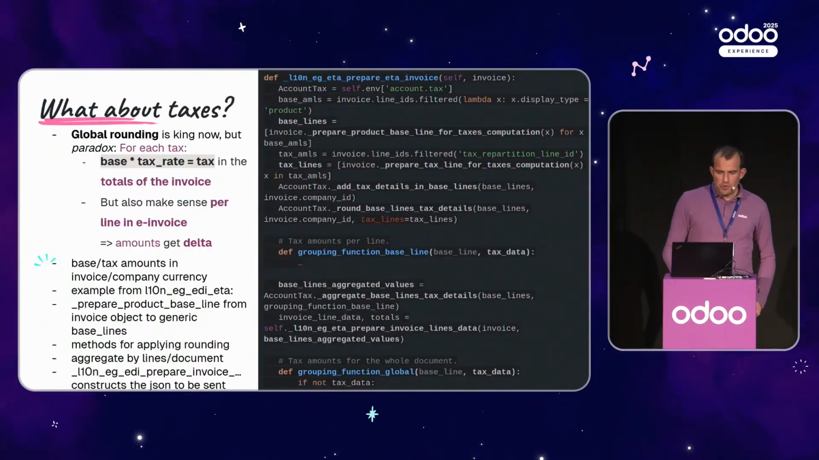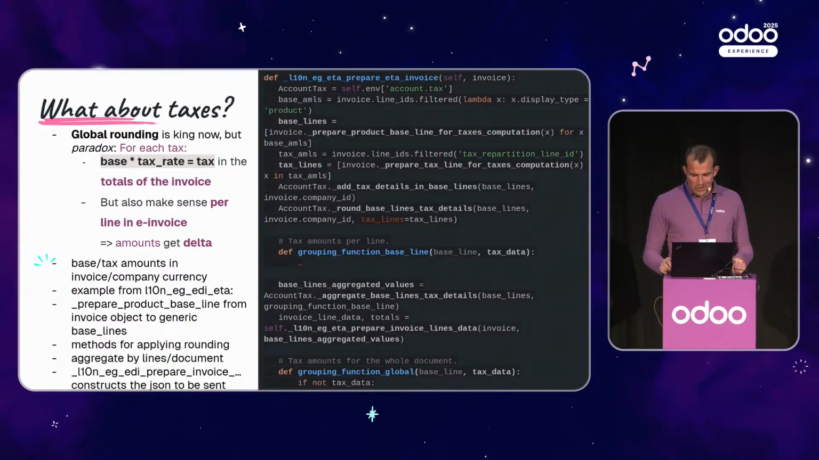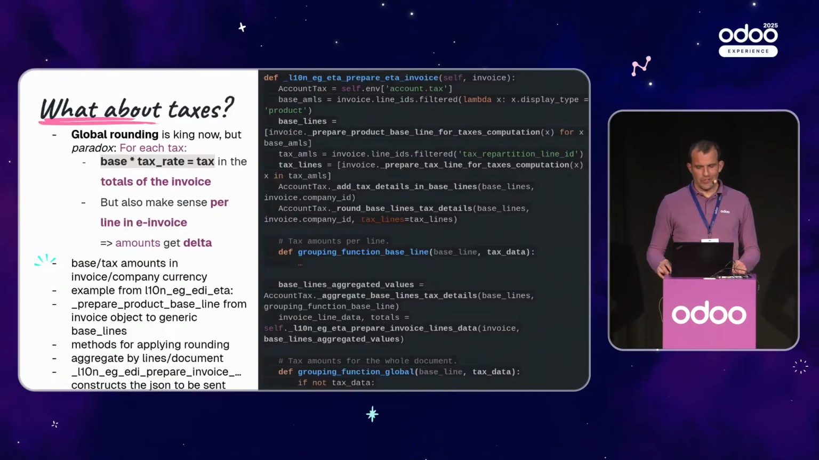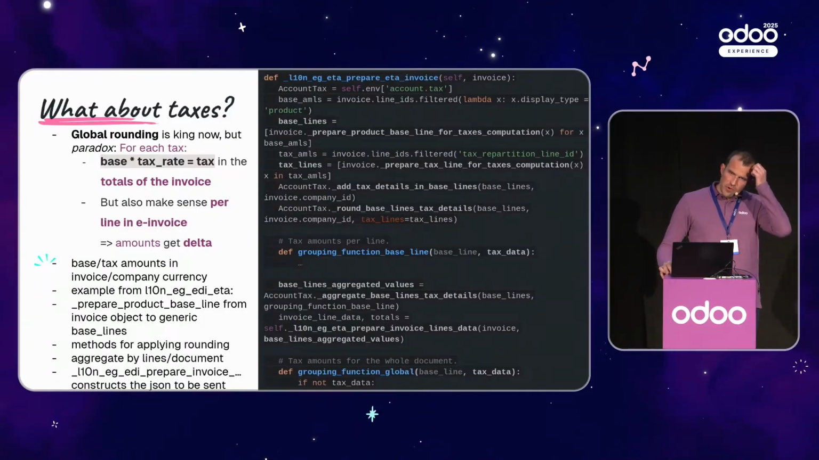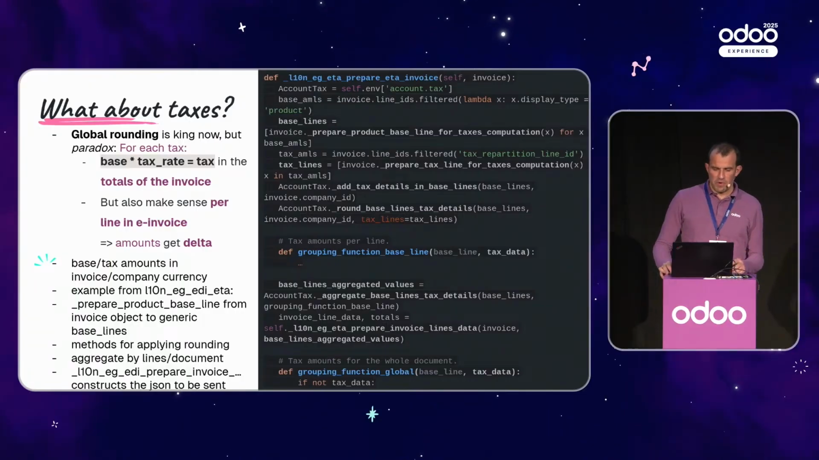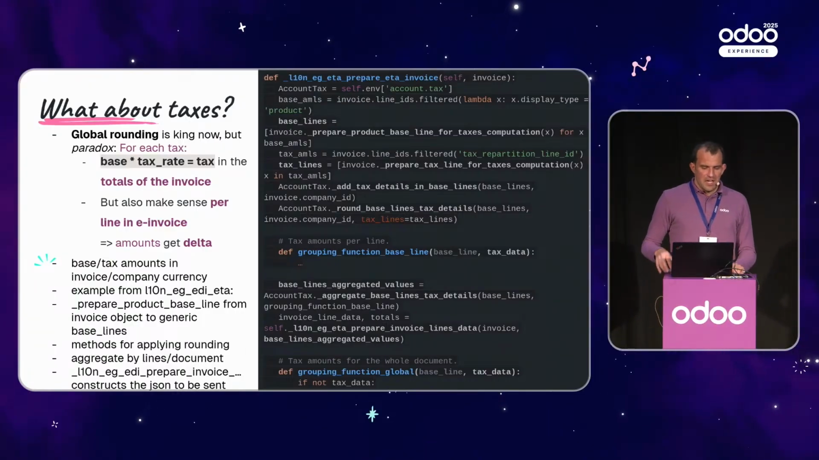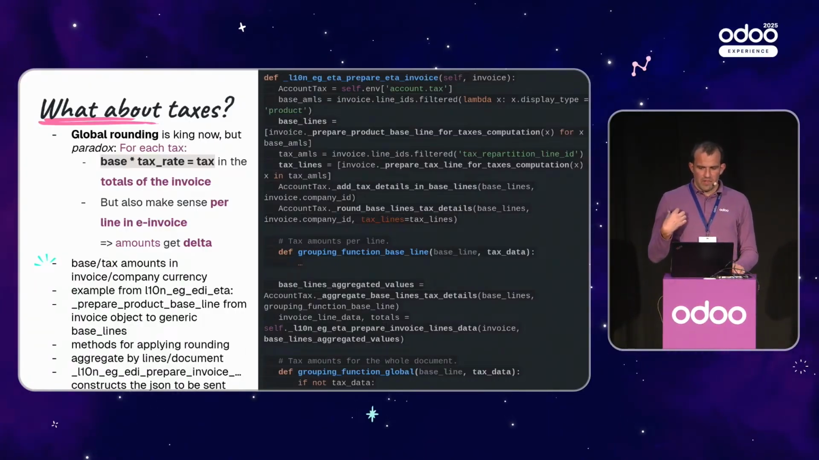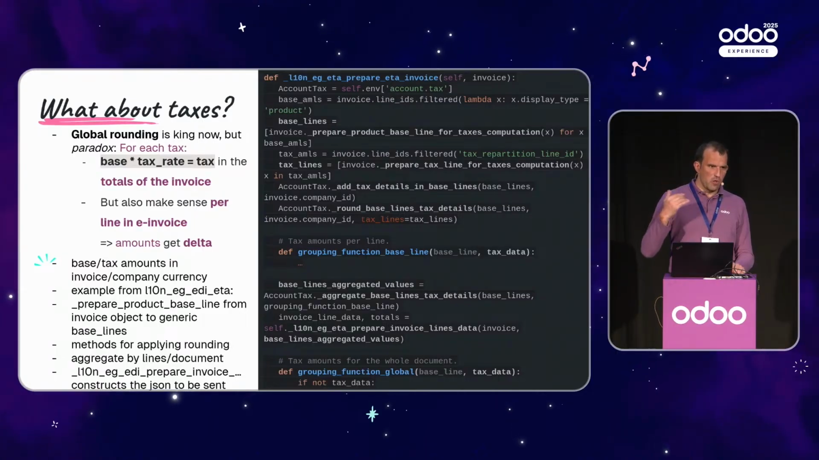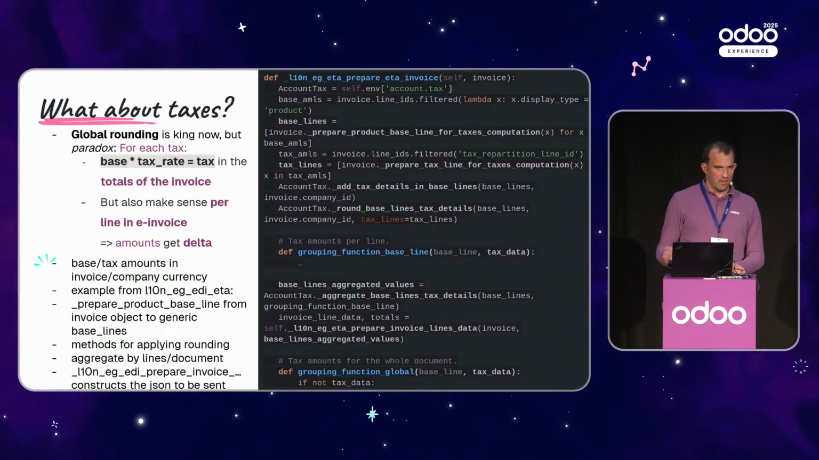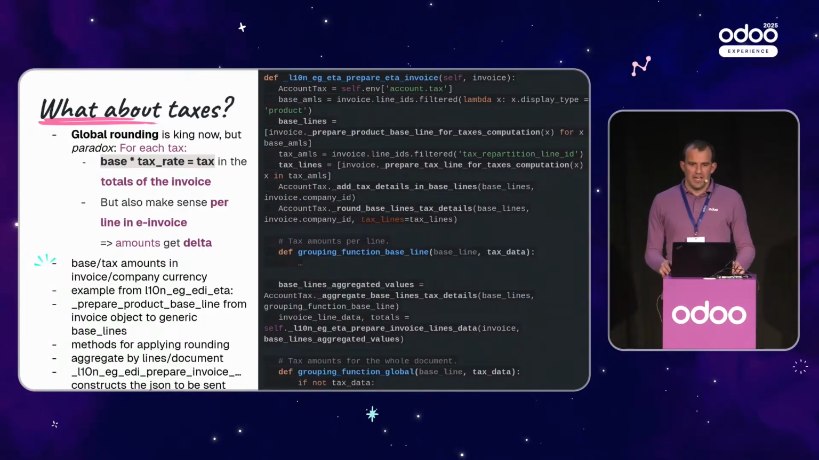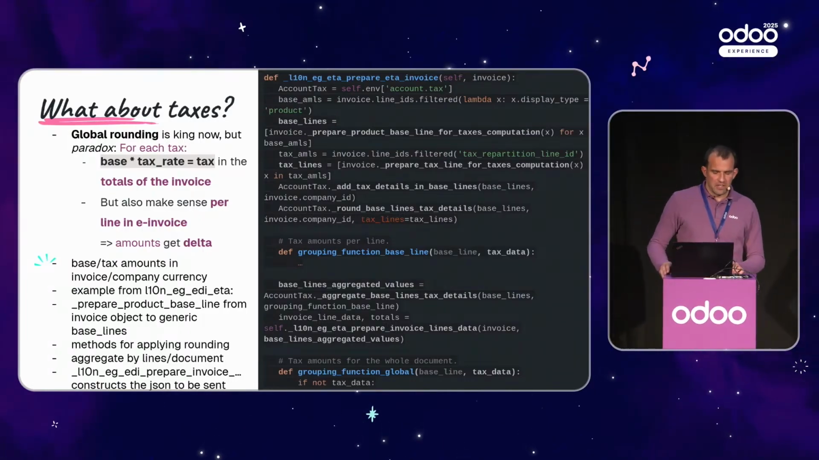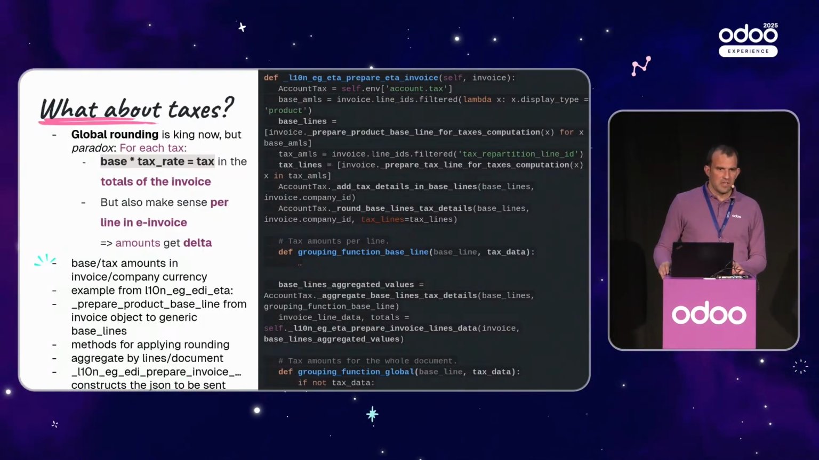And then we come to a more complicated, more technical subject, the taxes. From previous versions already, we try to support global rounding more and more. So in version 19, global rounding is the king and is being used in practically all the localizations.